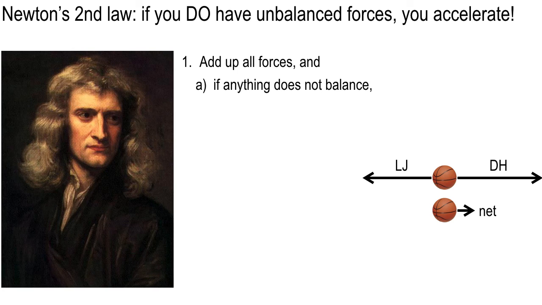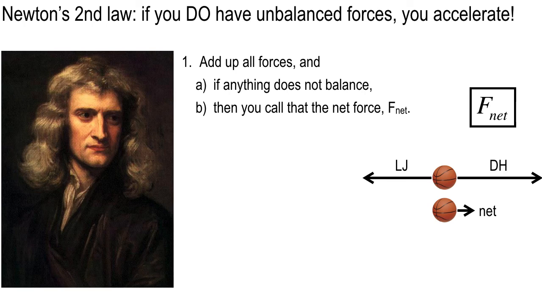His idea was that to change the state of motion of an object, you have to either push it or pull it. So to accelerate it, even to change its direction, you've got to have some kind of a pull or a push force. So if you add up all the forces, and if something doesn't balance, then you have a net force. And the notation for that is a capital F with a subscript NET.